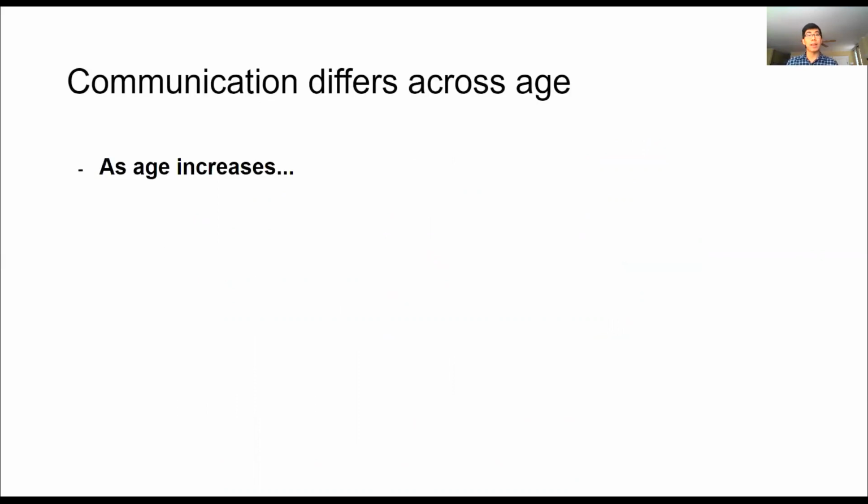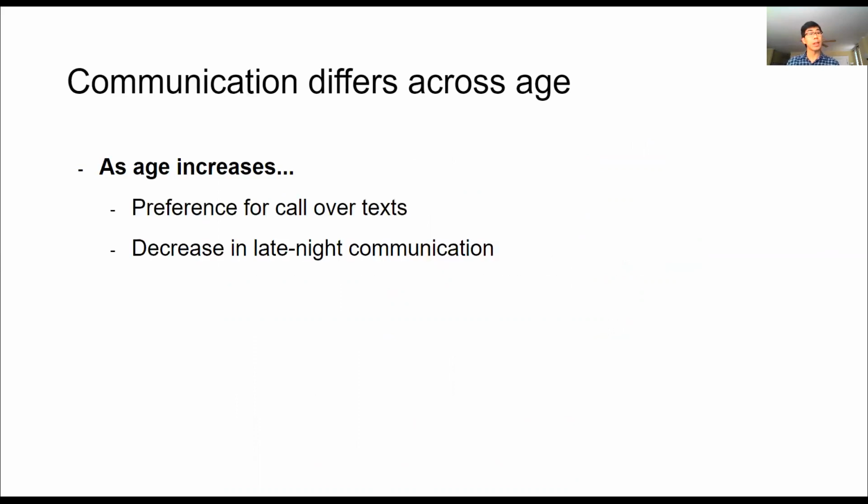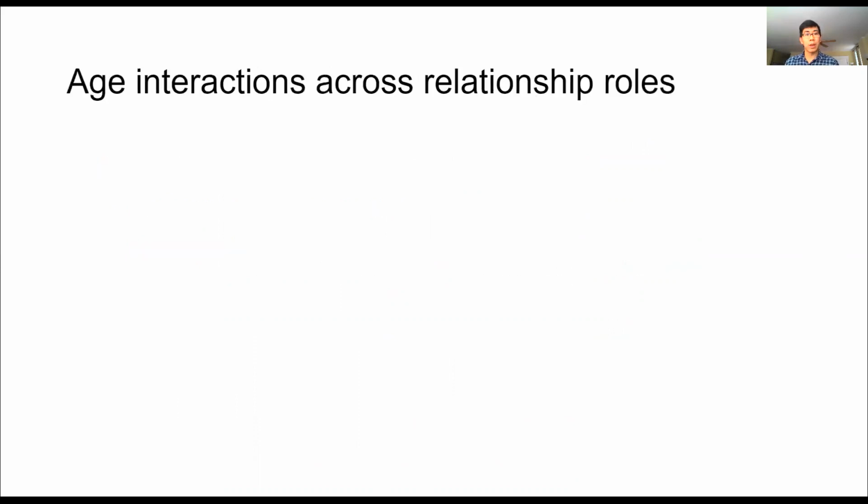What we found is that as age increases, there is a general preference for calling over texting, as well as a general decrease in late-night communication. Though these findings don't really seem that surprising, what's interesting is that there are differences across relationship roles when we look at age and communication together.